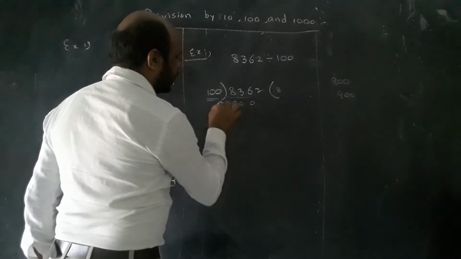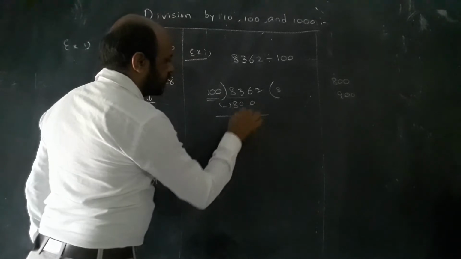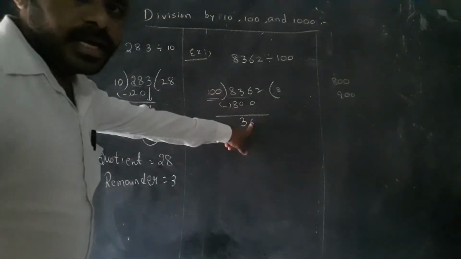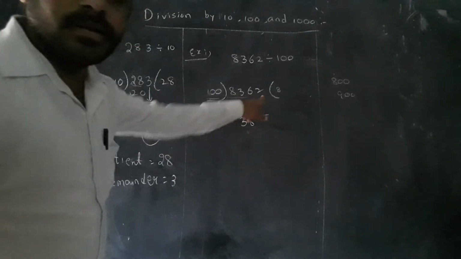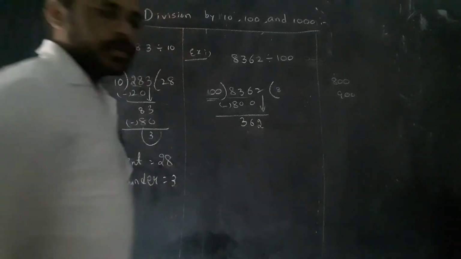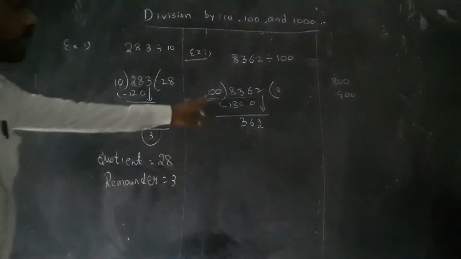Now do subtraction. 836 minus 800 is 36. Compared to 100, here we got a 2 digit number. Then the leftover digit is 2, so bring down 2 here. Next we are reading about the 100 table.